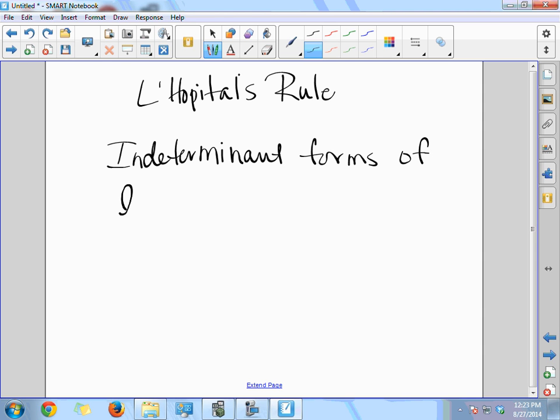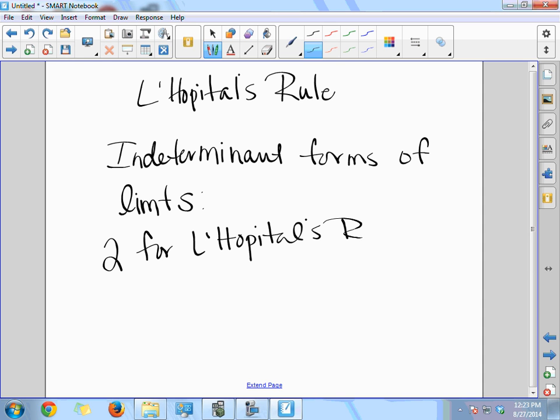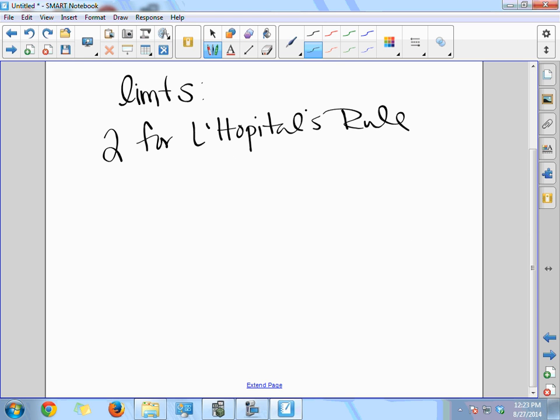And we have two that apply to L'Hopital's rule. So these are the two that we're going to use. The first one is 0 over 0, and then the next one is infinity over infinity. Now 0 over 0, you would think that would imply that the limit's 0, but that's not necessarily true. The same deal with infinity over infinity.